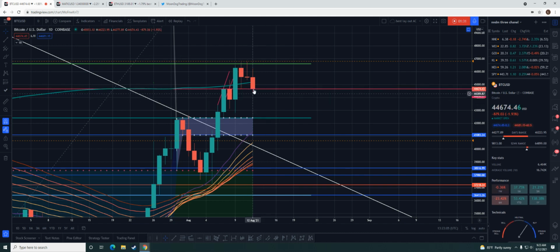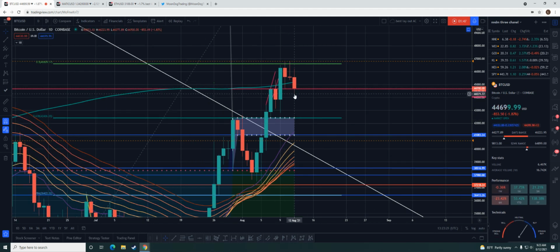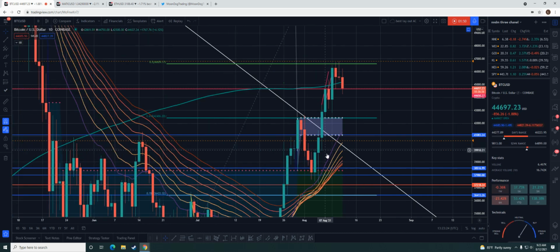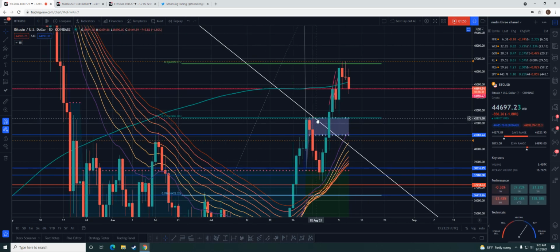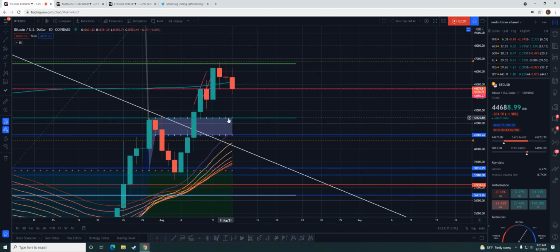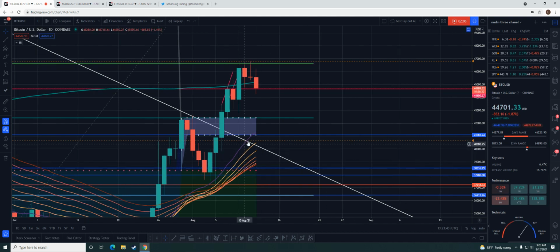So if we can somehow pull back above this 200-day moving average, which is right around 45,200 area, and maybe close a daily above that, I think we can go back up. But the way this is looking right now, I am expecting a pullback, which is my fib at 618, right around 42,400 area. That's a possibility for a bounce. Also around the 41,000 area. So that's another possibility for a bounce.